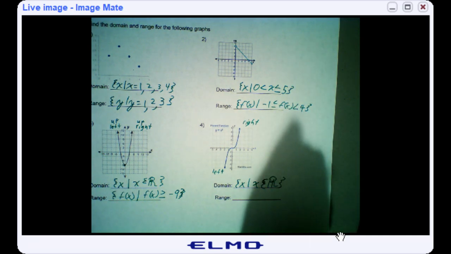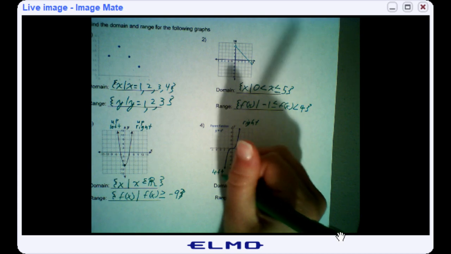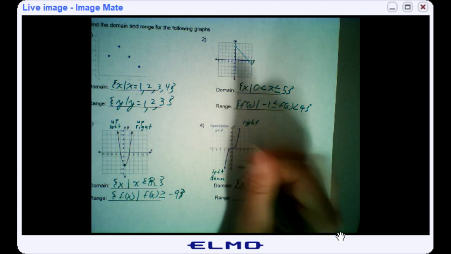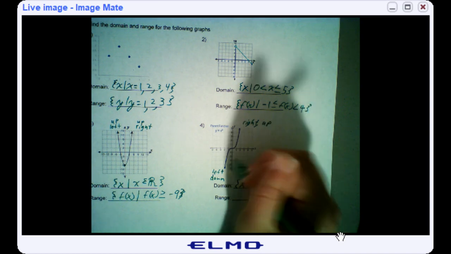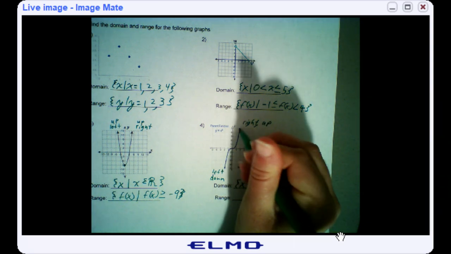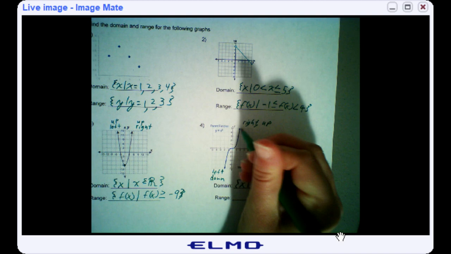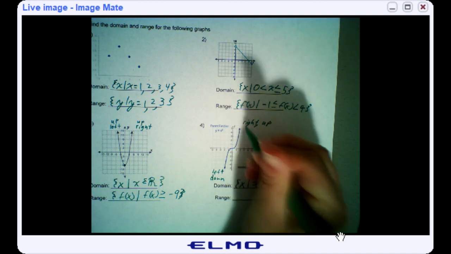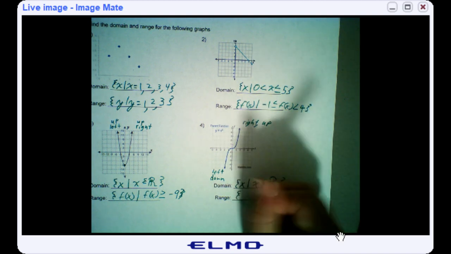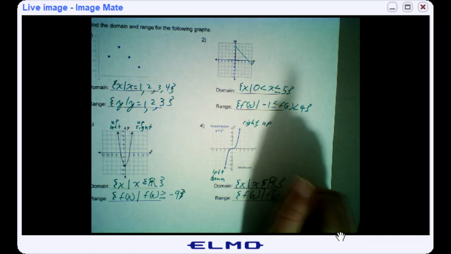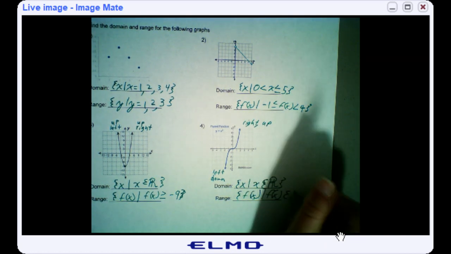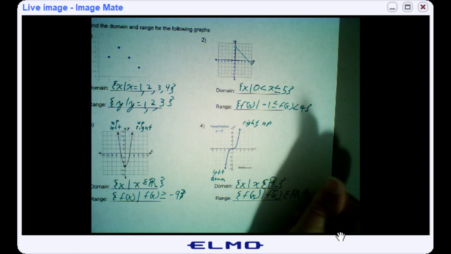My range, I have an arrow that points down, and I have an arrow that points up. As I trace this, I don't have to lift my pen or pencil up at all. I can go down forever or up forever. Therefore, my range f of x can be anything, or it's going to be an element of all the real numbers as well.